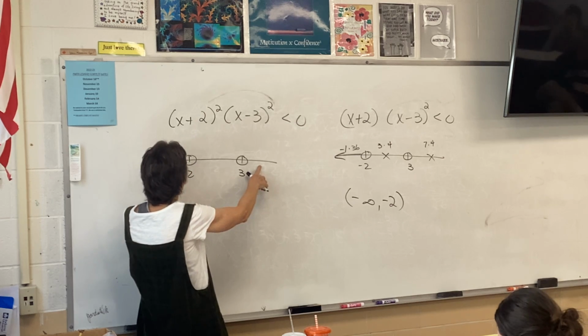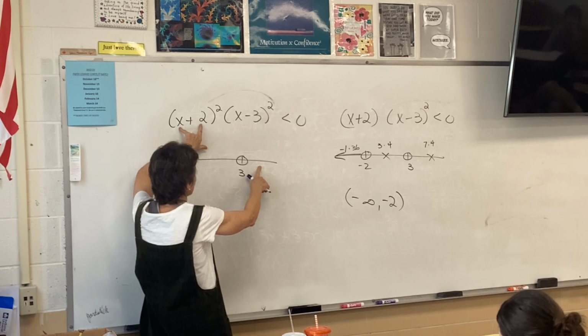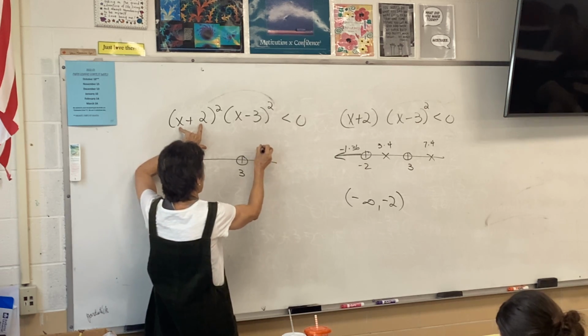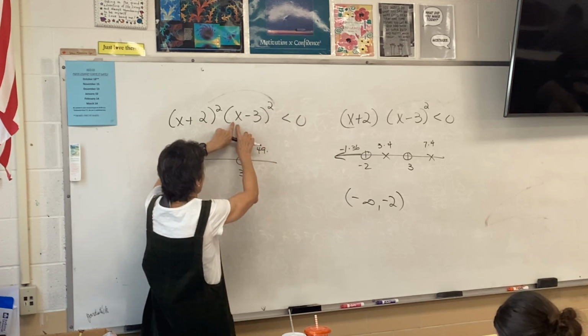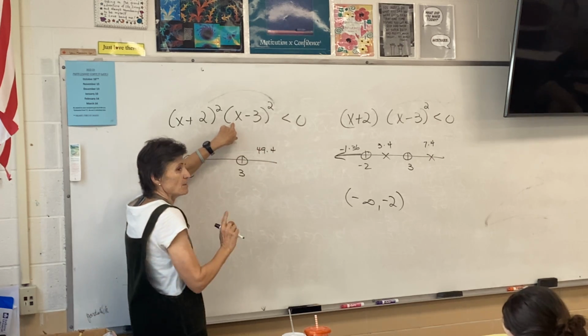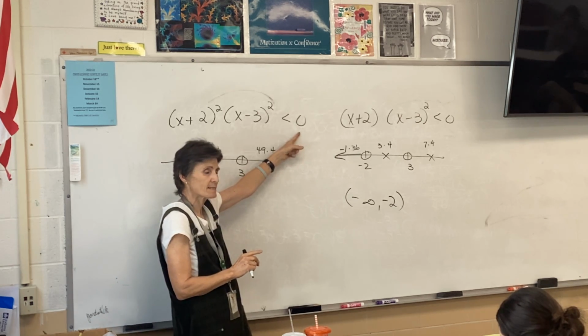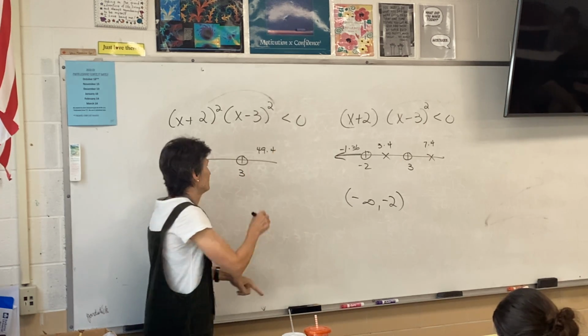So here we go. I'm just gonna stick with Grant's number 5. So if I put in 5, what's 5 plus 2? 7 squared is 49. 5 minus 3 is 2 squared is 4. I don't even need to work that out. Is 49 times 4 gonna be less than 0? No.